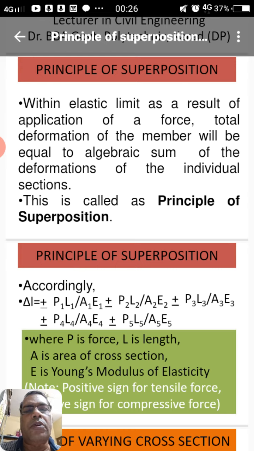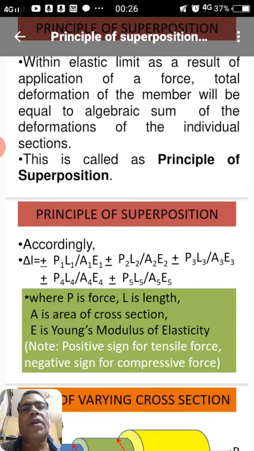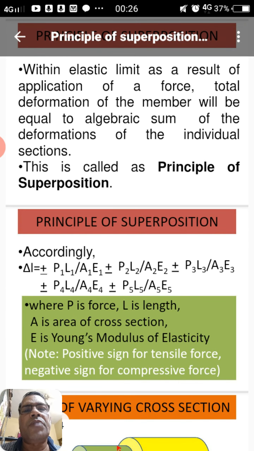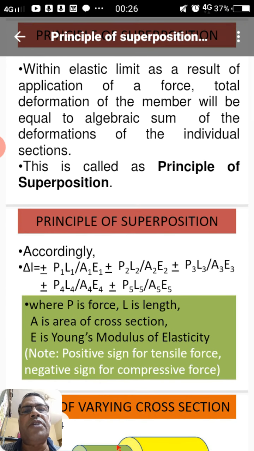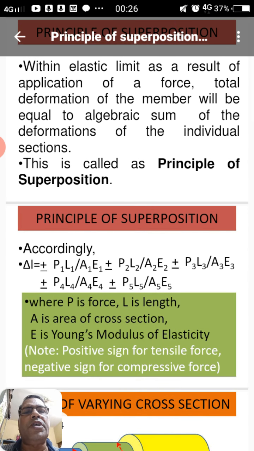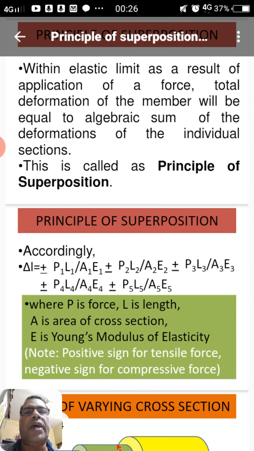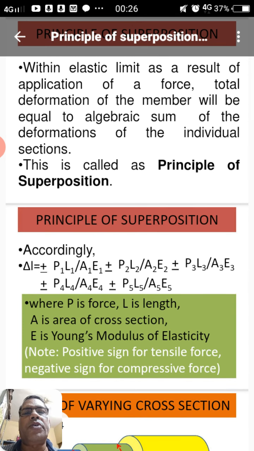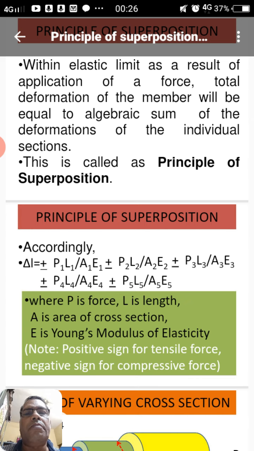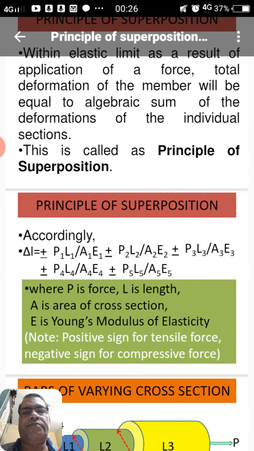According to this principle, it is understood that when a bar is there having different cross sections and different forces acting at intermediate sections, then the deformation caused by each force is considered, with its algebraic sum, and total deformation is calculated by calculating the sum.